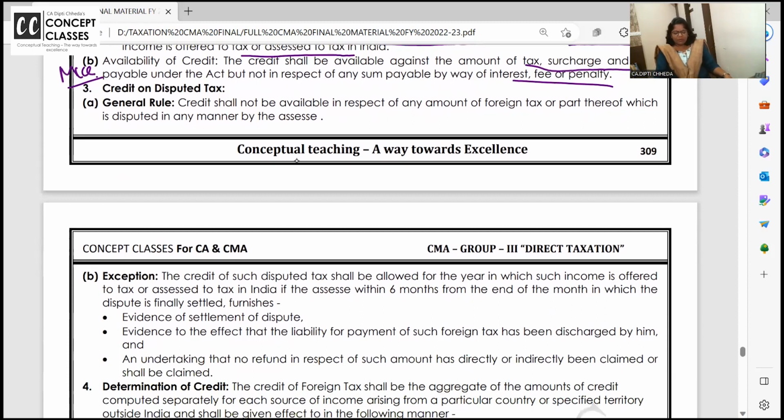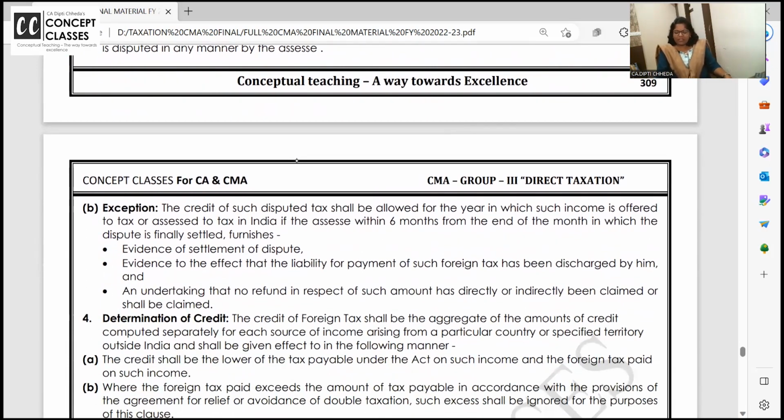If there is a dispute, credit of the disputed tax shall be allowed for the year in which income is offered to tax or assessed to tax, if the assessee, within 6 months from the end of the month in which the dispute is settled, furnishes evidence of settlement of the dispute, evidence to the effect that liability for payment of foreign tax has been discharged, and an undertaking that no refund in respect of such amount has directly or indirectly been claimed or shall be claimed.